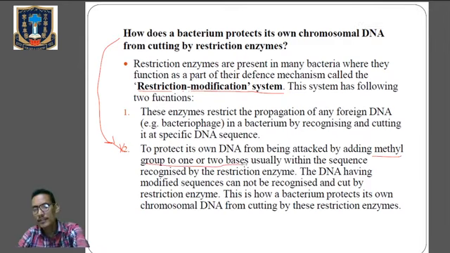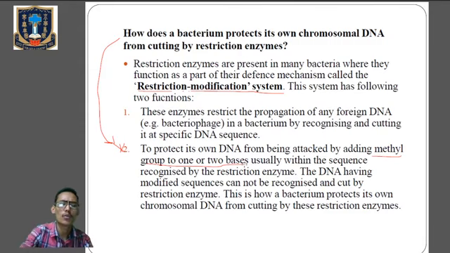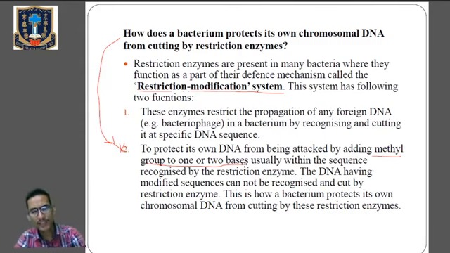That means these enzymes will recognize the palindromic sequences. So these restriction modification systems will add the methyl group to one or two bases so that it will not be recognized by the restriction enzymes. Clear? So by adding the methyl group to one or two bases, the restriction enzymes will not be able to recognize its own chromosomal DNA. So DNA having the modified sequences cannot be recognized and cut by the restriction enzymes. So this is how a bacterium protects its own chromosomal DNA from cutting by the restriction enzymes.